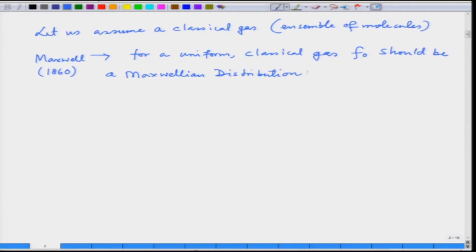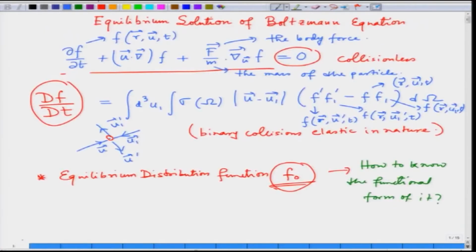Okay. Now, what is that and how to really show that? That exactly we will do here. So, here we will try to do this directly from our collisional Boltzmann equation.